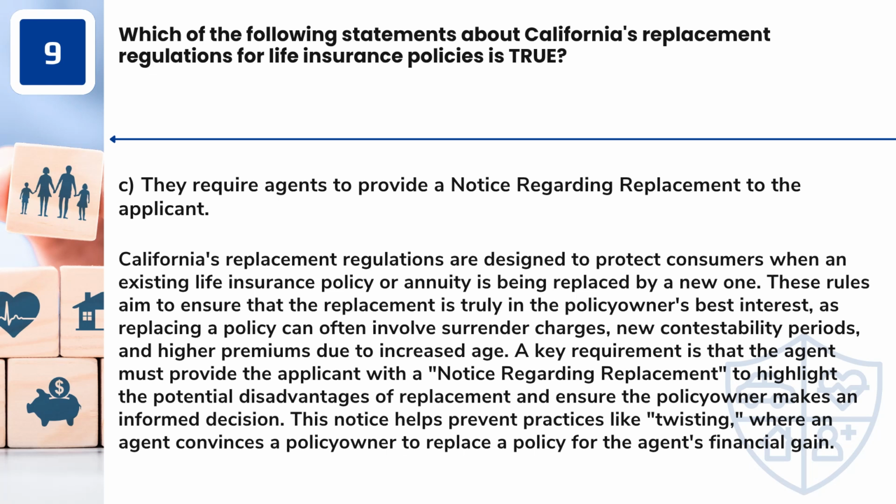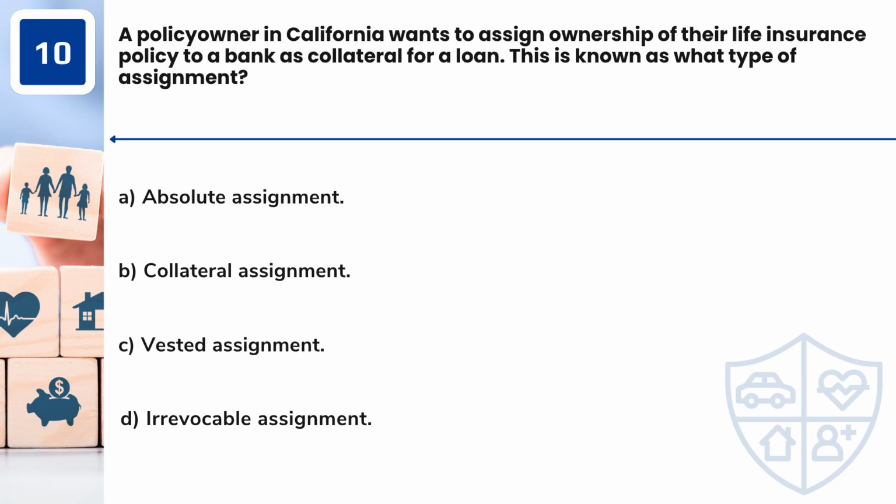California's replacement regulations are designed to protect consumers when an existing life insurance policy or annuity is being replaced by a new one. These rules aim to ensure that the replacement is truly in the policy owner's best interest, as replacing a policy can often involve surrender charges, new contestability periods, and higher premiums due to increased age. A key requirement is that the agent must provide the applicant with a notice regarding replacement to highlight the potential disadvantages of replacement and ensure the policy owner makes an informed decision. This notice helps prevent practices like twisting, where an agent convinces a policy owner to replace a policy for the agent's financial gain. Question 10.